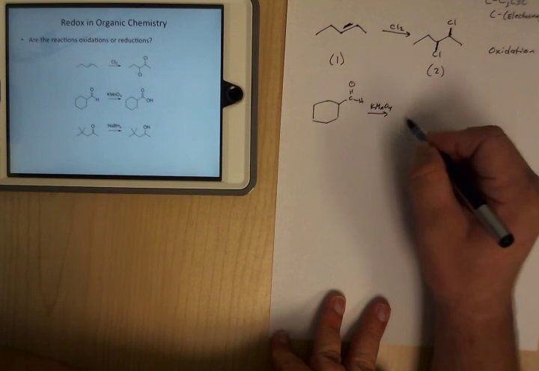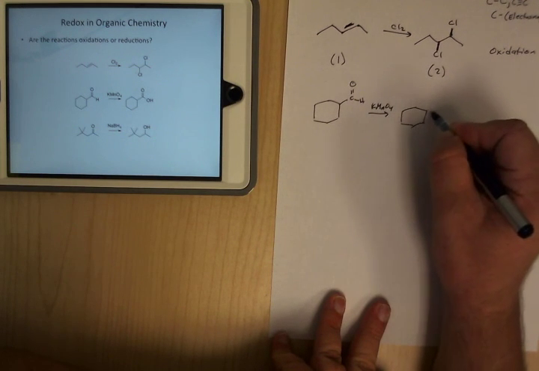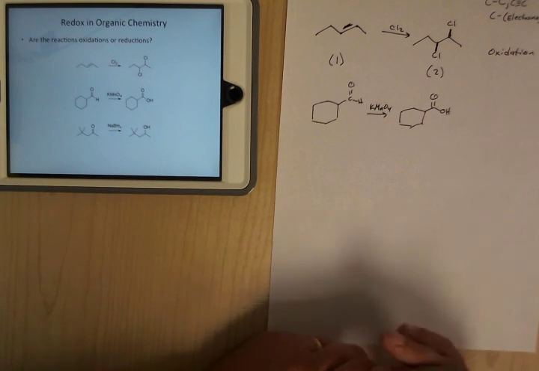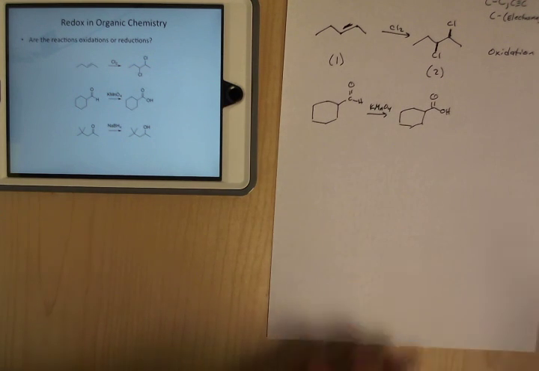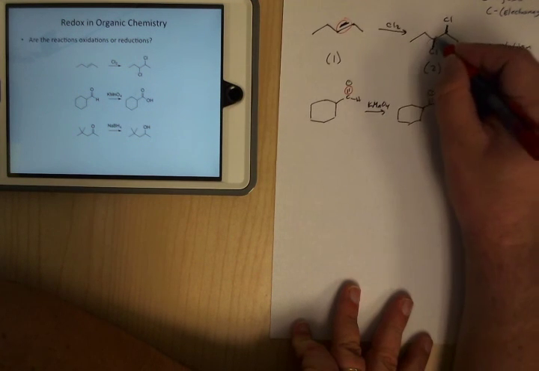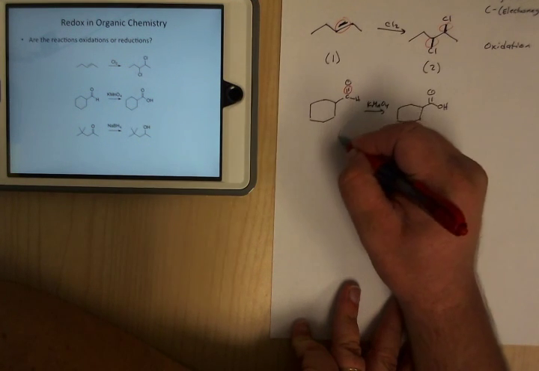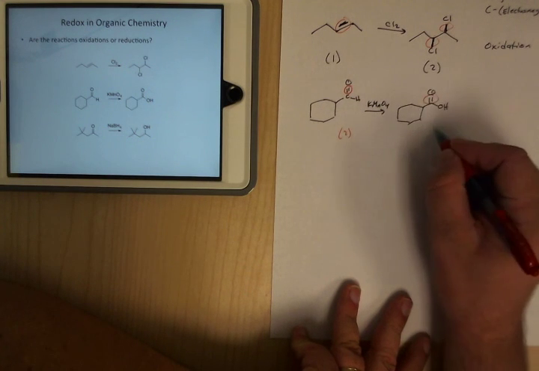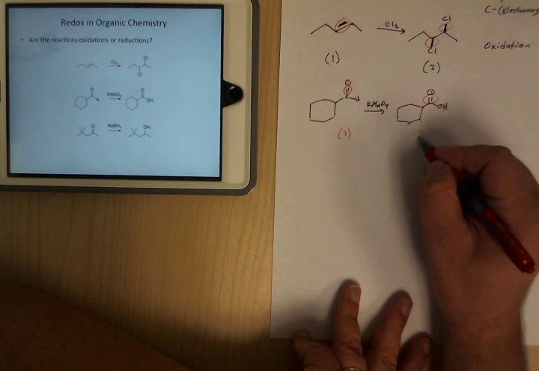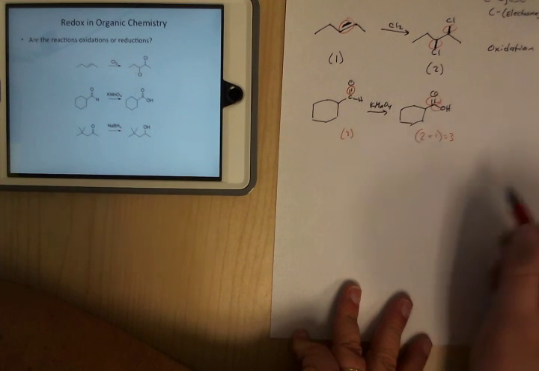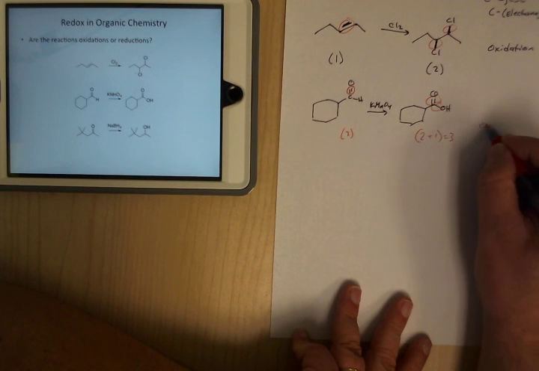Okay, so we go from KMnO4. So we're going from these two here, this one here and that one. So this one here, that's 2, C double bond O. And then here we're going from those 2 plus that one plus 1, so 3. So we're going from 2 to 3, so this is an oxidation.